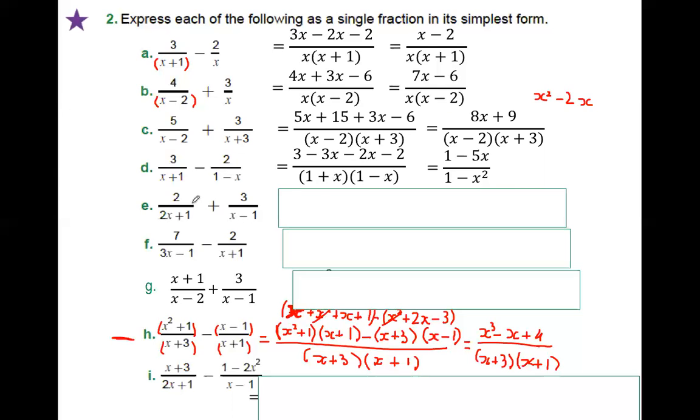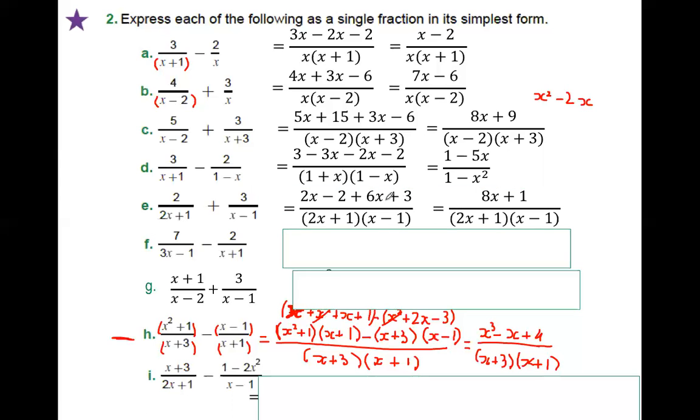Next one, we've got 2 times x minus 1, 3 times 2x plus 1. And then if you do all this, you'll get 2x plus 6x. That'd be 8x. And then you would need to factorize. Yeah, you would need to simplify. 6x plus 2x, which is 8x plus 1, divided by 2x plus 1 times x minus 1.